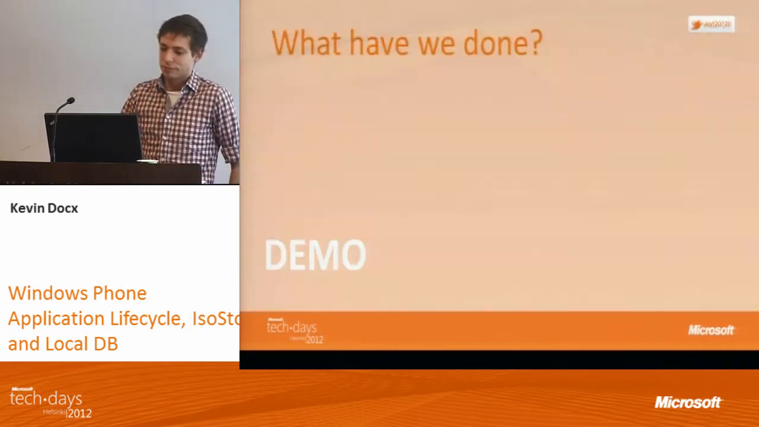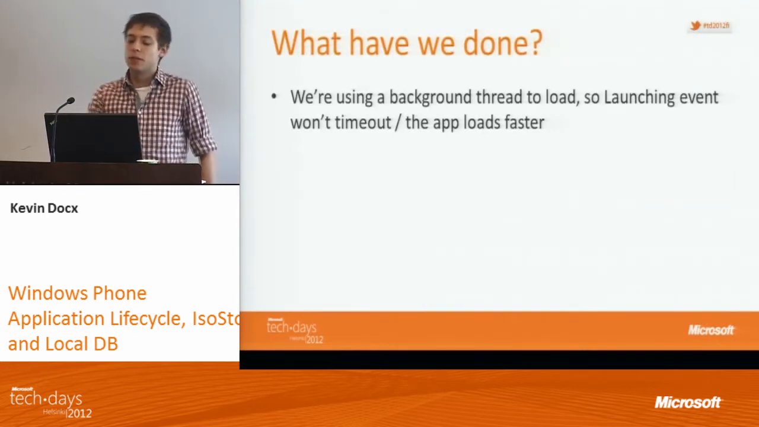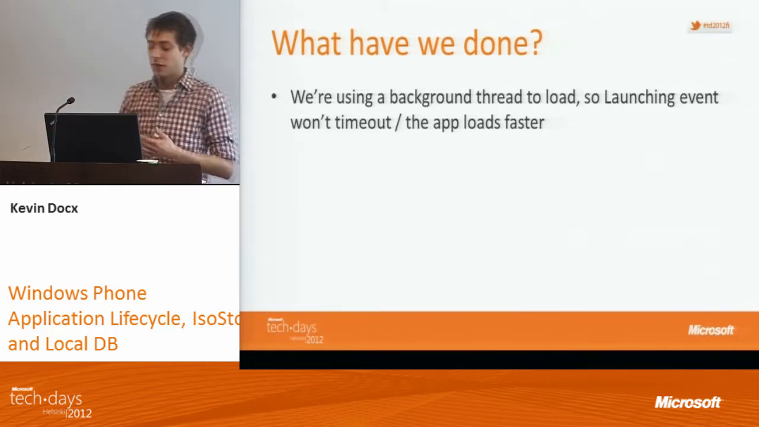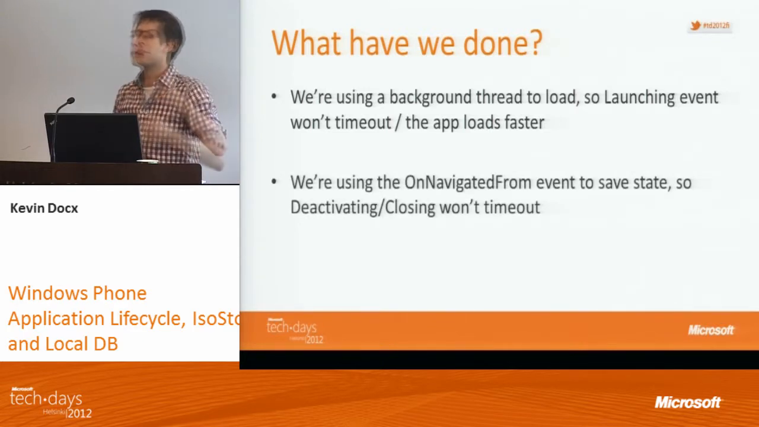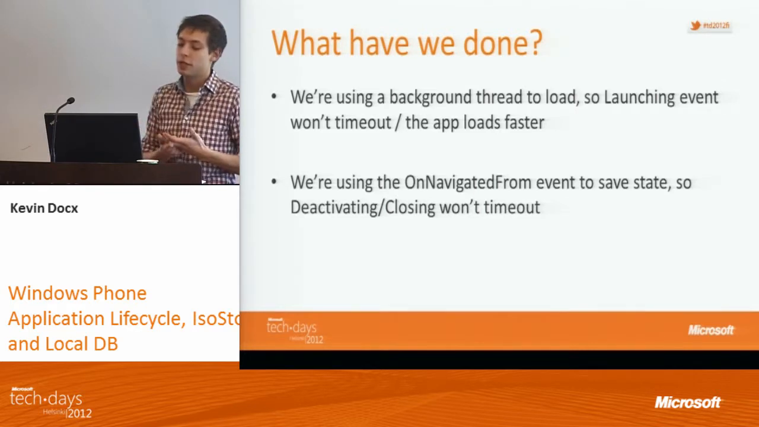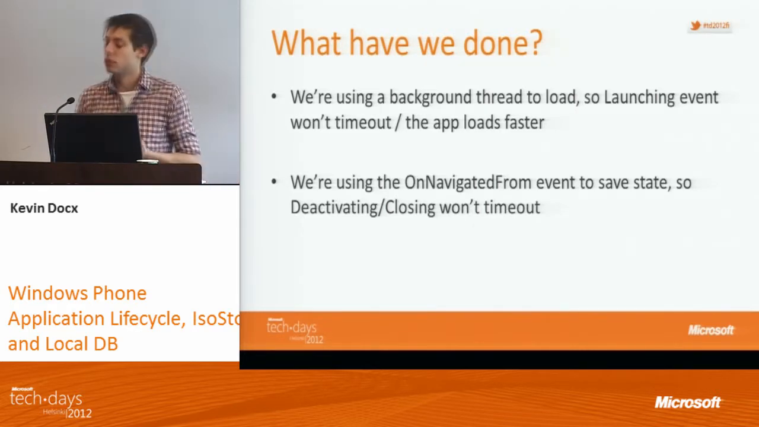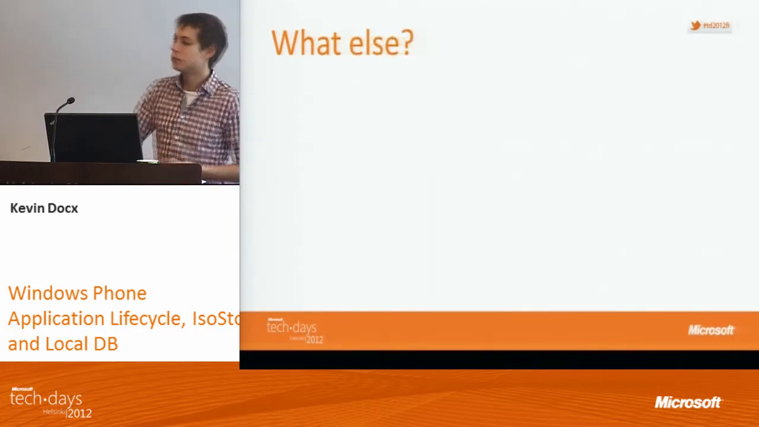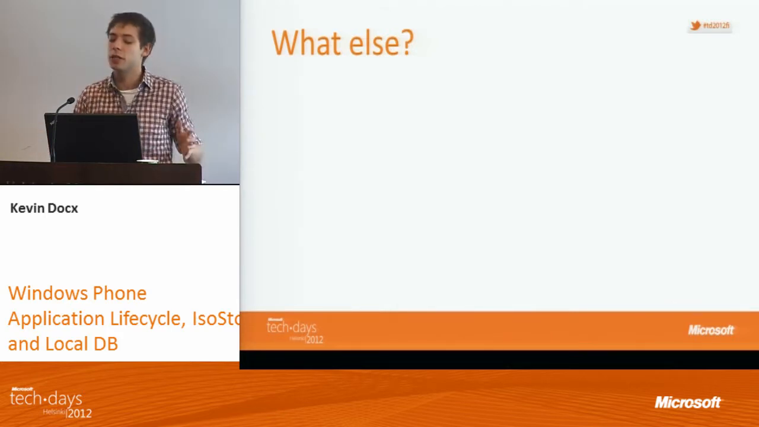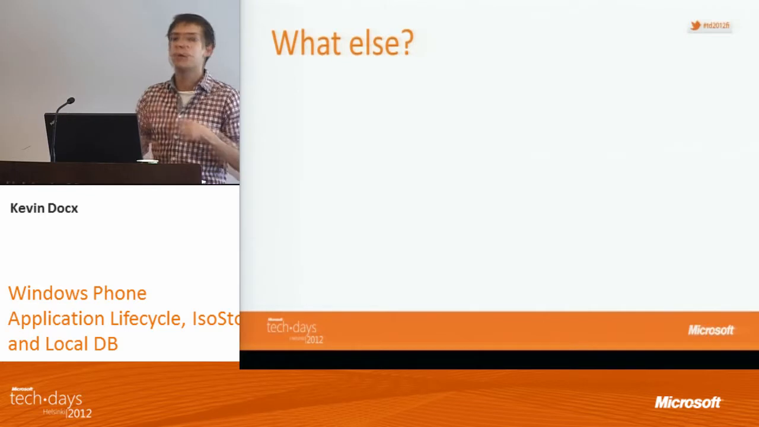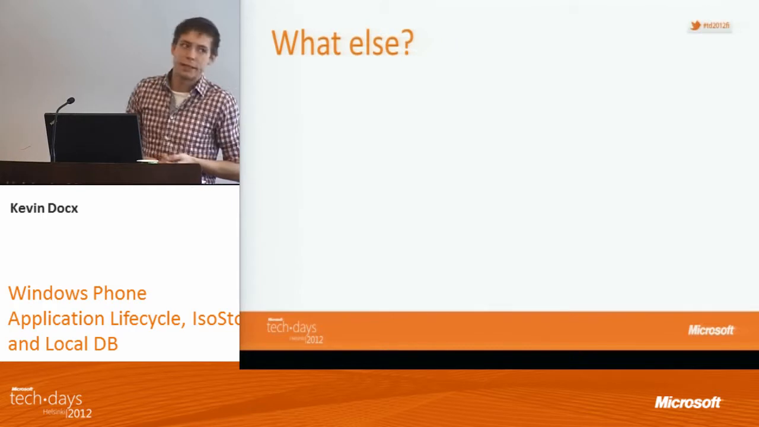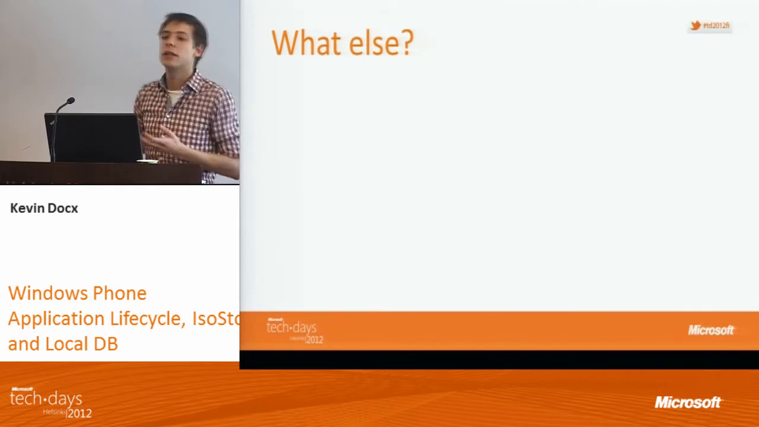What else? Up until now, we've already used the background thread to load, so the launching event gets finished fast and the data is loaded on the background thread. We're now using the navigated from event to save state, so the activating and closing won't time out. So that's another technique you can use. But is there even more we can do? Because these are all techniques. Which one you use depends on your application. If you only have a small data store and it will never become more than a few, well, let's say 100 items, well, maybe the closing or the activated event is enough.